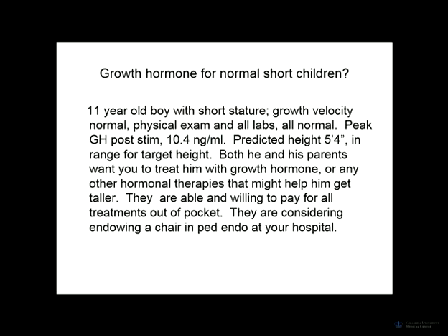I'm ending with a slide from a medical ethics talk that I give. It's a real patient, an 11-year-old boy with short stature, normal growth velocity, normal history, normal physical, normal labs. Peak growth hormone post-stimulation is 10.4, normal, right? Predicted height 5'4", in the normal range, but parents not happy with it. And it was also in range for his family, so in range for target.